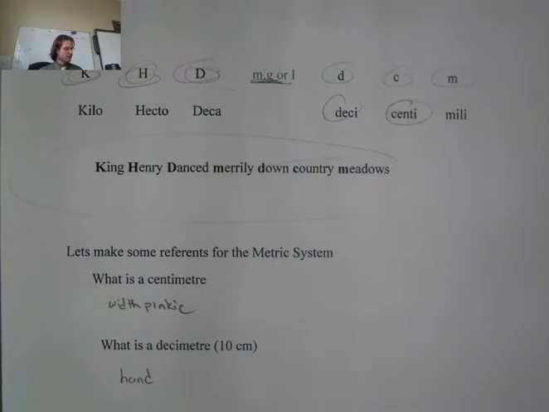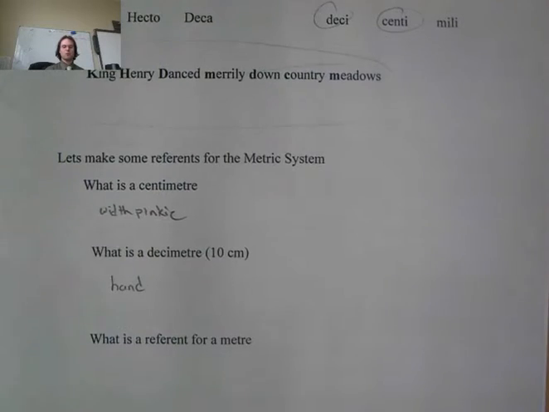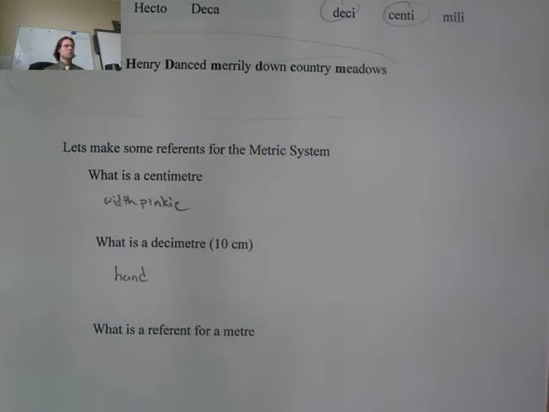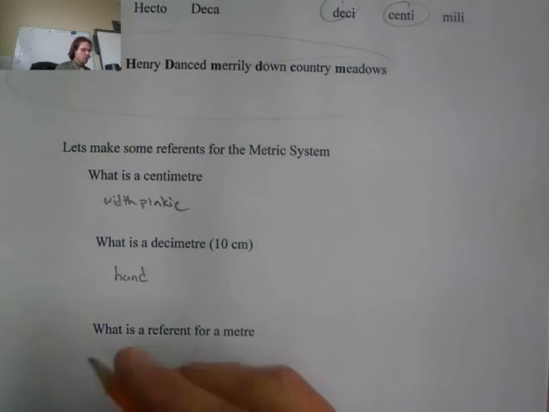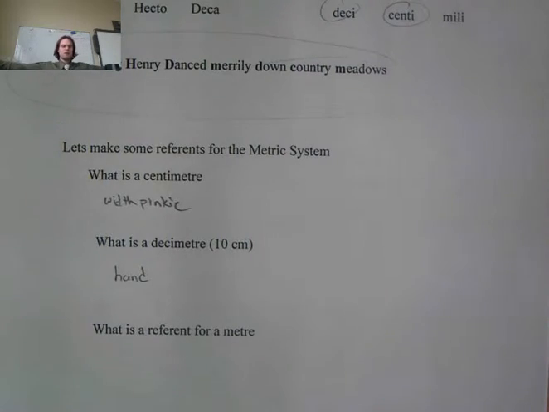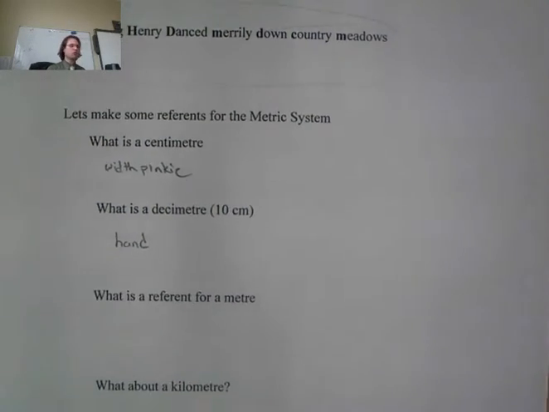Okay? What is a reference for a meter? Well, let's think of something for a meter. Can you think of anything for a meter? Well, a meter stick. For me, it's like this, maybe. Right? Meter is about the width of my hands. Okay? It's my span.